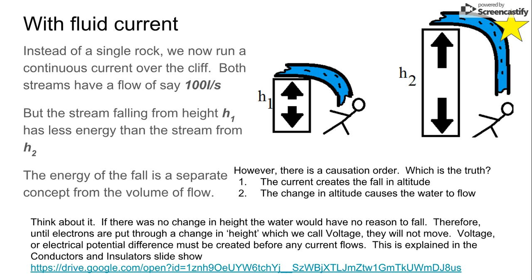Voltage or electric potential difference must be created before any current flows. This is totally explained in the conductor and insulator slideshow as well. So you can follow this link below and see more detail on that.